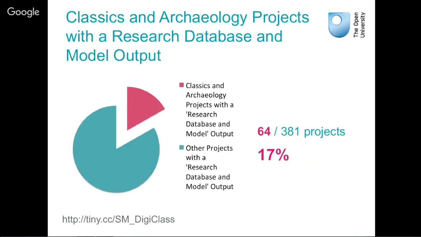I then put the two together to look at what proportion of classics and archaeology projects have a research database and model output. And this is actually really encouraging because it's 17%, so about twice as much as you would expect, proportionally, from the amount of classics and archaeology projects as a whole. I suspect this is possibly because archaeology does have quite a tradition of producing digital data, so that's probably added to the figures quite a bit.